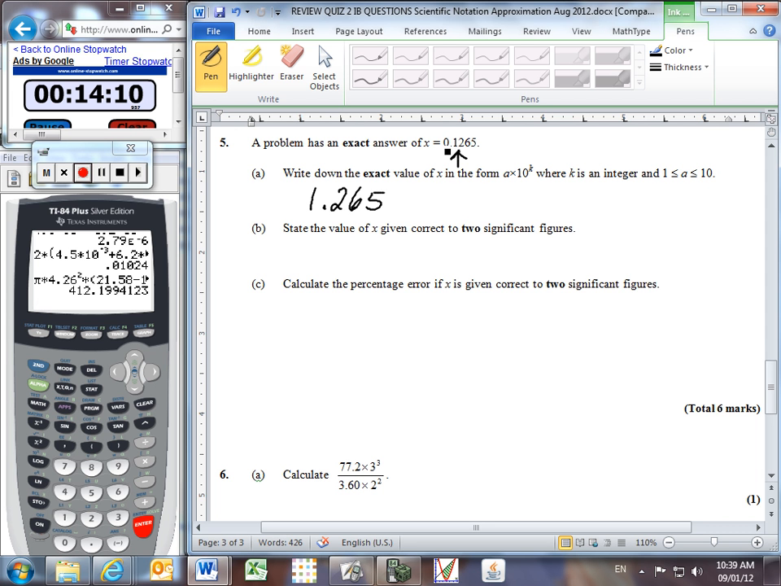So that 0 is just not appropriate. 1.265, and we're multiplying it by 10 to the power of, and let's see, we only moved our decimal point one place. But because the number that we're expressing is a very small decimal number, it must be a negative 1. Part B. State the value of x given correct to two significant figures.